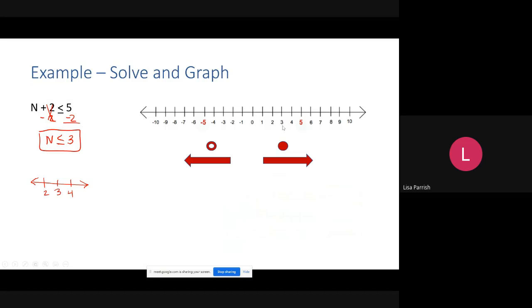So the first thing I want to do is look at my inequality sign over here. I have less than or equal to. So I need to look at my symbol and decide, do I need to have an open circle or a closed circle? Look at your symbol. Look back at your notes. Remember, if you have the equal to bar, we use a closed circle.